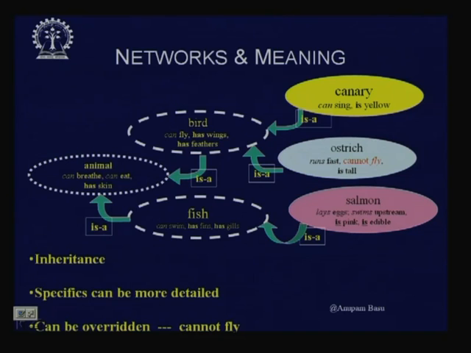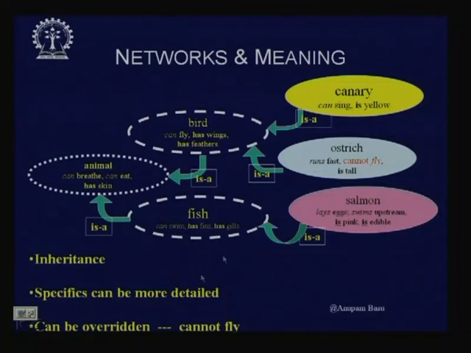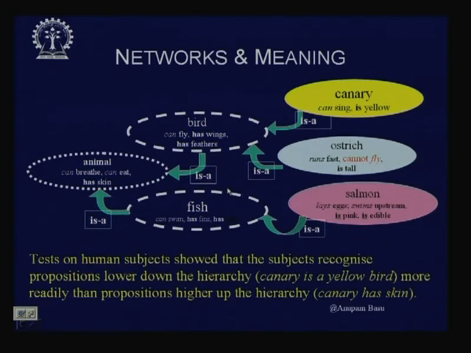Think of the human species. We inherit many of the genetic characteristics from our parents. That's exactly what is happening here, the parent-child relationship. So in general, the child inherits some of the properties of the parents, and the child can have its own properties which were not exhibited in the parents. Similarly, here specifics can be more detailed, and something that is inherited from the parent can be overwritten. Okay?